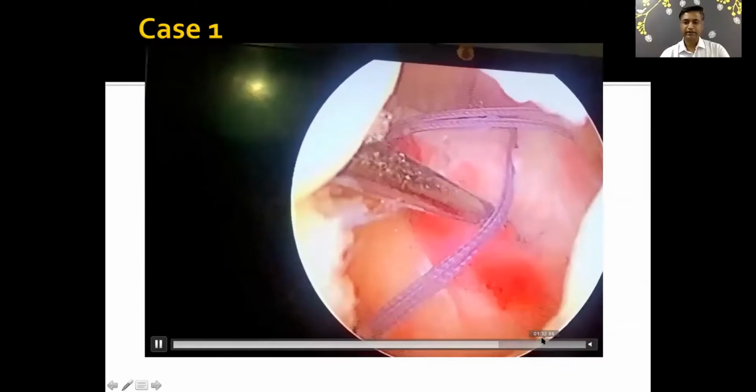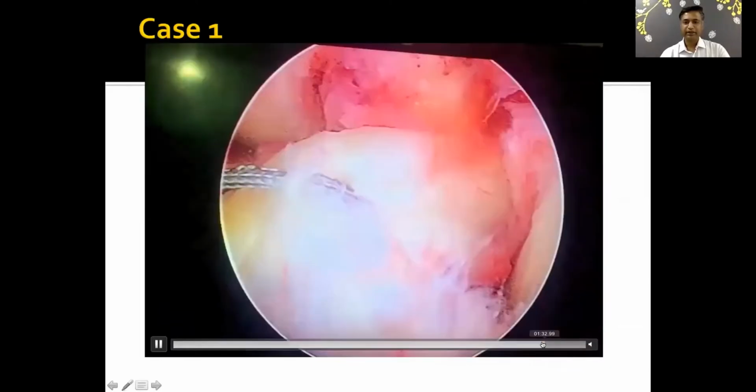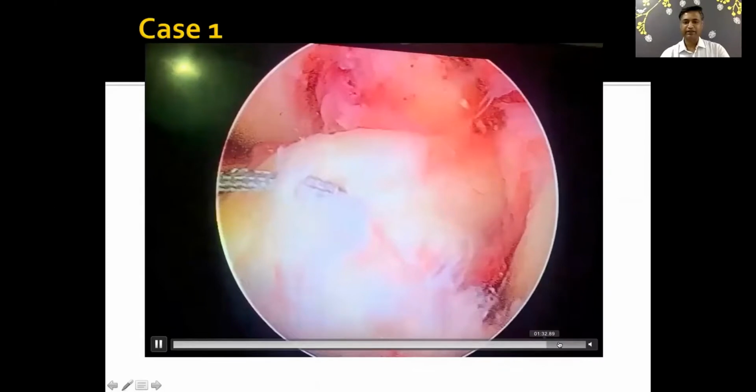So this is the stability you get after fixing it on the bony bridge.